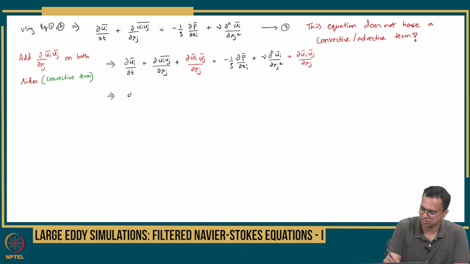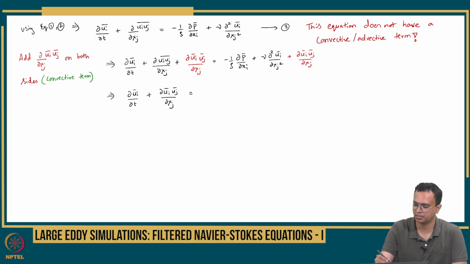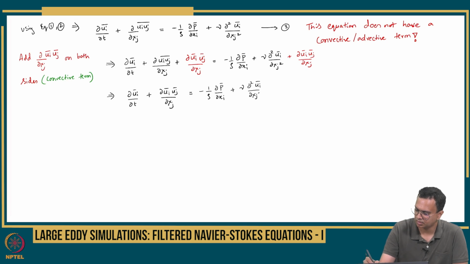So rewriting this in the standard form of a general transport equation, I get dou ui bar uj bar by dou xj. I am moving the second term onto the right hand side. So I get minus 1 by rho dou p bar by dou xi plus nu dou square ui bar by dou xj square. Now I have this particular term, the convective term on the right hand side, minus this. Not the two red terms, sorry. So this particular term minus ui uj over bar is being moved to the other side.